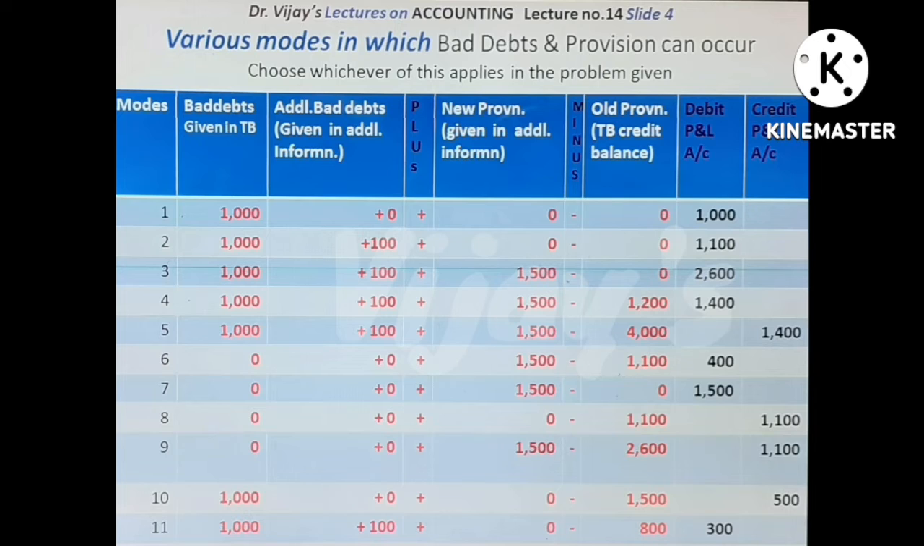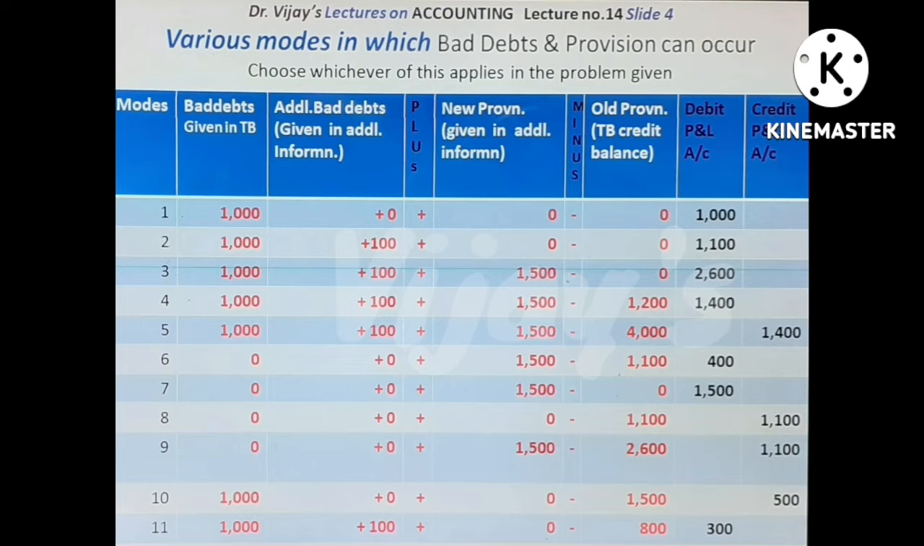And mode 5: bad debts 1,000, additional bad debts 100, new provision 1,500, old provision 4,000. So bad debts plus new provision minus old provision means 1,100 plus 1,500, that is 2,600, minus 4,000, and negative 1,400, that will show on profit loss account credit side. And in balance sheet from sundry debtors, you have to subtract additional bad debts 100 and new provision 1,500.